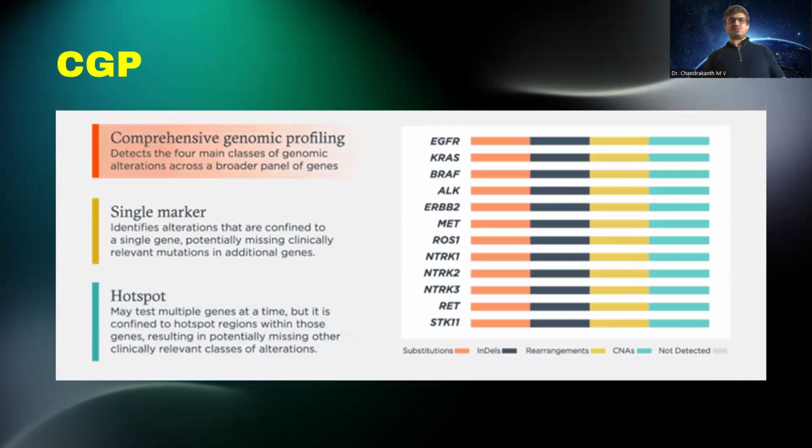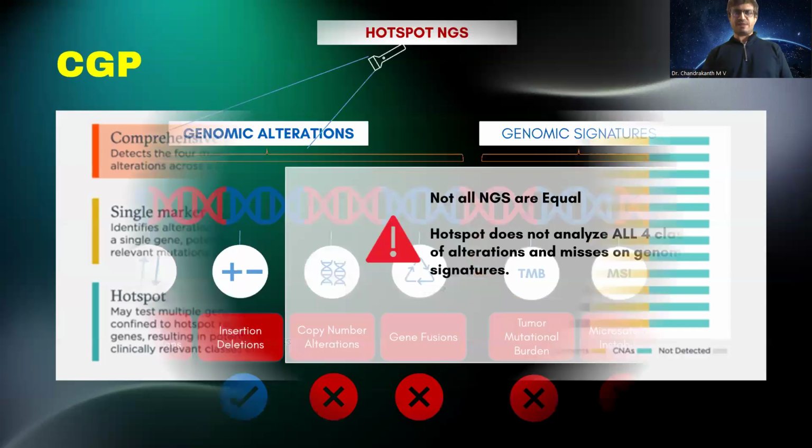Then comes the CGP, Comprehensive Genomic Profiling. I look into all the top genes implicated in cancer. I not only look at substitutions, insertion, deletion, but also rearrangement or copy number variations. I look into all the types of mutations in all the top cancer genes. This is called comprehensive genomic profiling. So you figured out the difference between a single gene or a single marker assay or a hotspot assay or a hotspot NGS or a comprehensive genomic profiling.